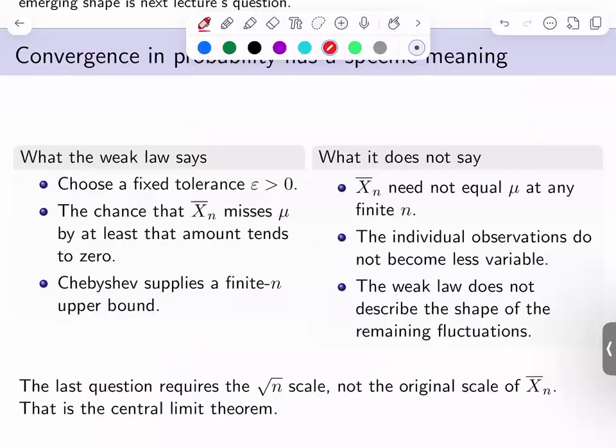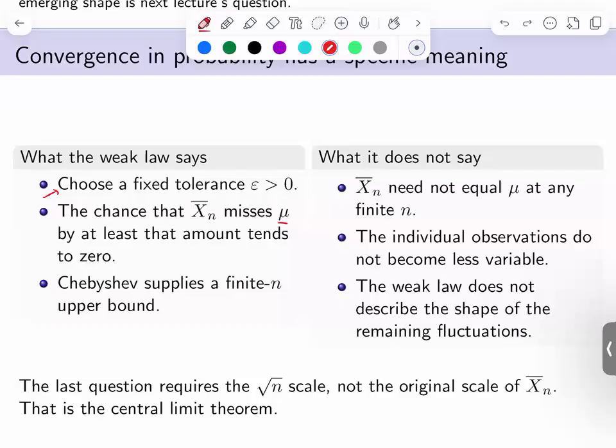Okay, so to wrap up, what the weak law says is: choose any fixed epsilon, and the chance that X bar n misses mu by that amount goes to zero in probability. And a finite n version you can get by a Chebyshev, which tells you how large n has to be to have a given tolerance of probability.